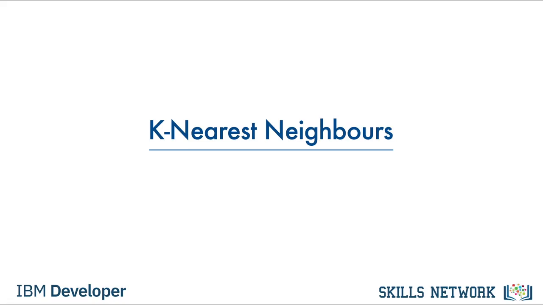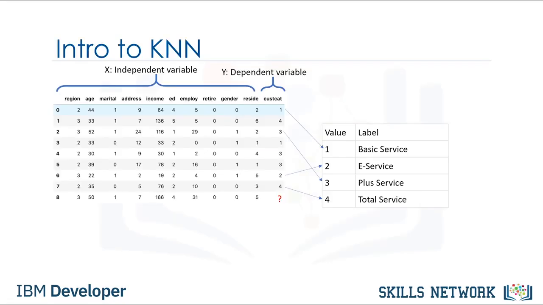So let's get started. Imagine that a telecommunications provider has segmented its customer base by service usage patterns, categorizing the customers into 4 groups. If demographic data can be used to predict group membership, the company can customize offers for individual prospective customers. This is a classification problem. That is, given the dataset with predefined labels, we need to build a model to be used to predict the class of a new or unknown case.